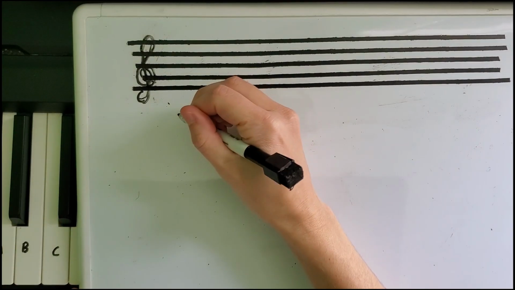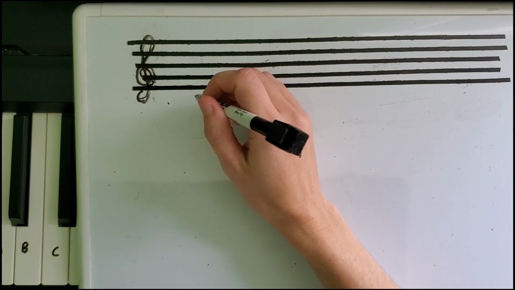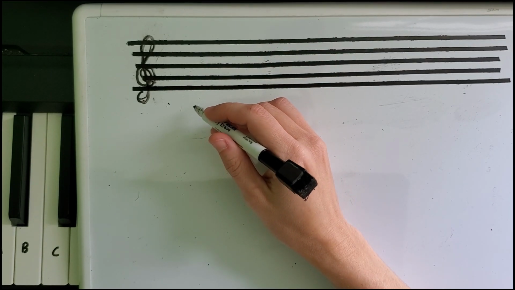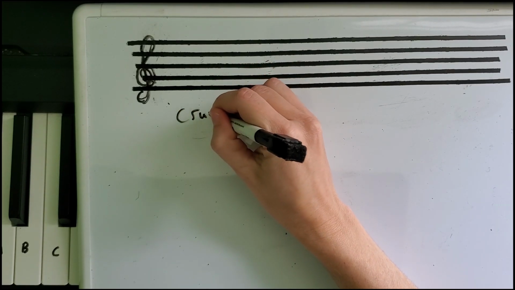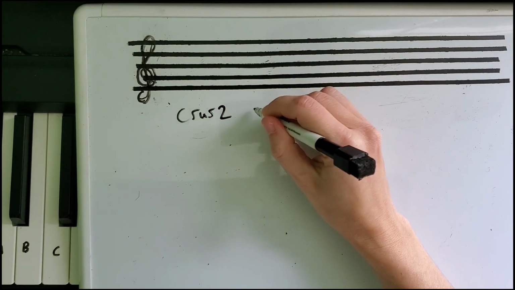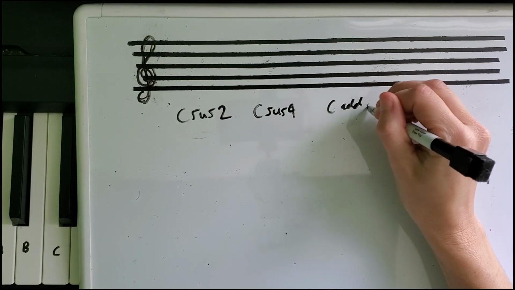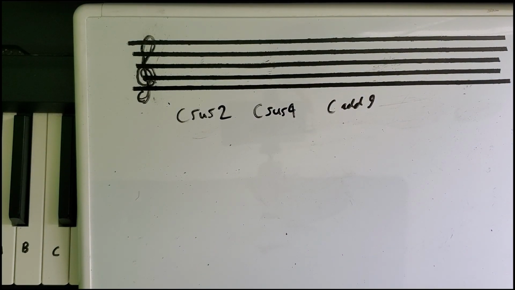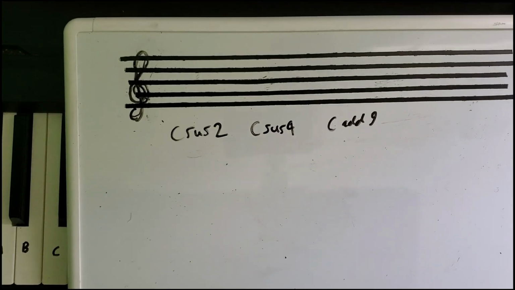So some common ones you might see, and I'm going to be using C, the chord of C, scale of C, key of C, for this demonstration. You might have seen something like C sus2, sus4, add 9, etc. These are probably the most common ones you'll see. And you may be wondering what those are. So we're going to start with the two sus chords, the 2 and the 4.